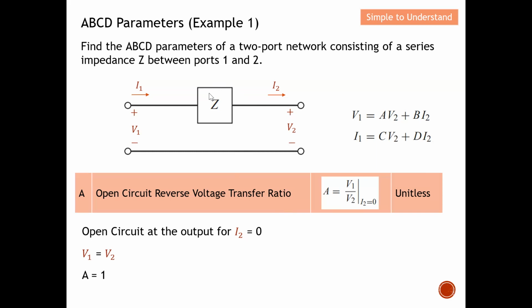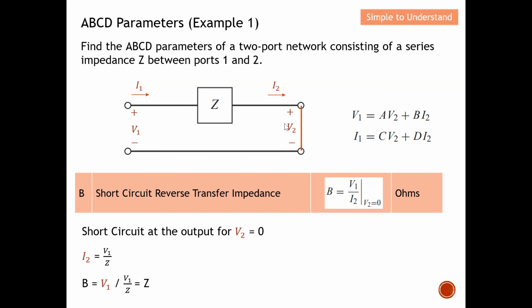Now let's move on to B. How do I find B? If I want to find B, I need to make this term equal to 0, which means that I need to make V2 equal to 0. Once I make V2 equal to 0, I can easily find B by shifting this I2 over. It will be V1 over I2. Over here you can see that V over I is described by the unit ohms, so B will be in ohms.